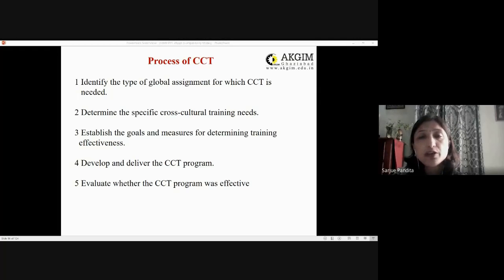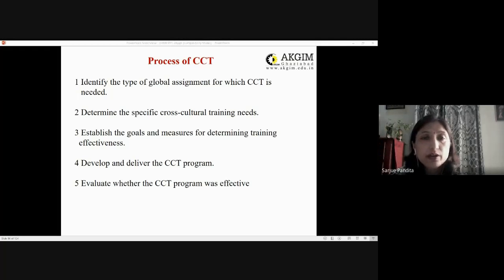So now you are going to measure the goals that were set for CCT against the actual results once it has been delivered. So, results from CCT. It will help the organization decide whether the type of CCT being given to the employees should be continued in its current form or needs any modification.